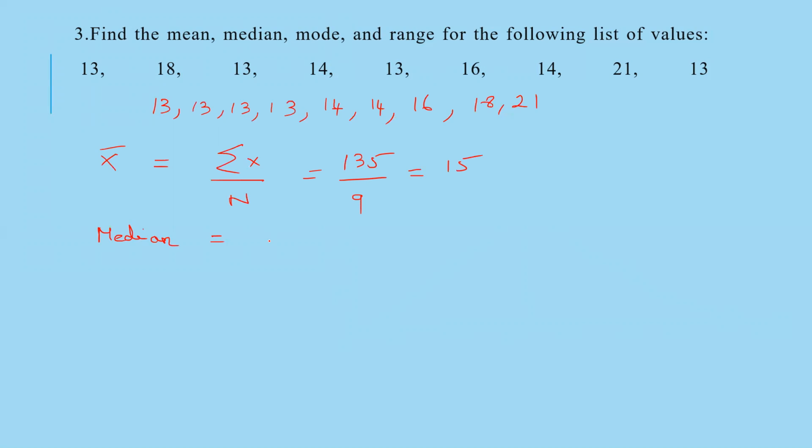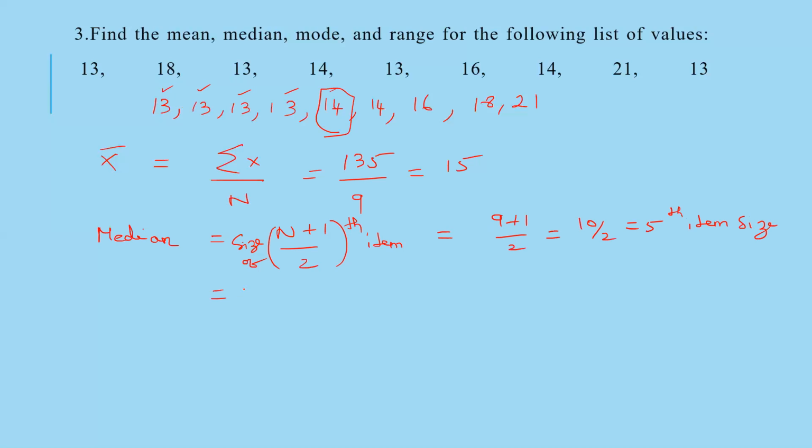Now the same sum, let's quickly calculate the median. For individual series, the formula is size of (n plus 1) by 2 th item. N we know is 9, so 9 plus 1 by 2, which is 10 by 2, that is equal to fifth item size. Since we have already arranged it in ascending order, let's find out what is the fifth item. 1, 2, 3, 4, 5. So 14 is going to be the median of this problem.